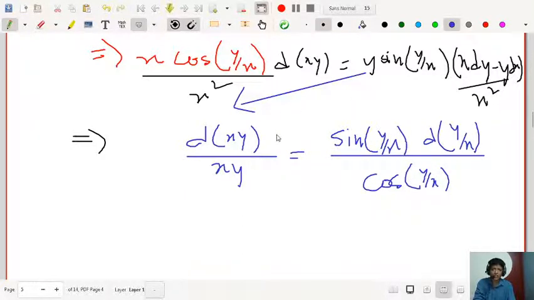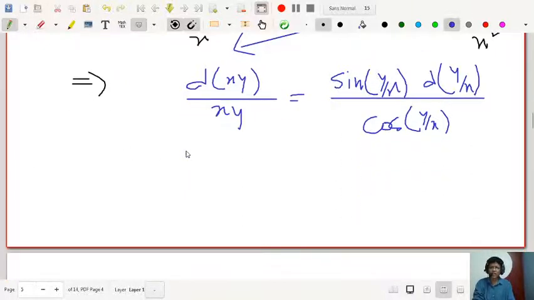So it is just like your dz by z, and this is like sine theta d theta by cos theta. So if you substitute cos theta, you will get sine theta d theta. So what will be the integration?